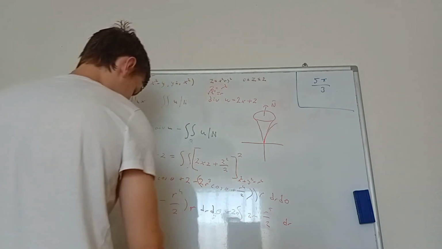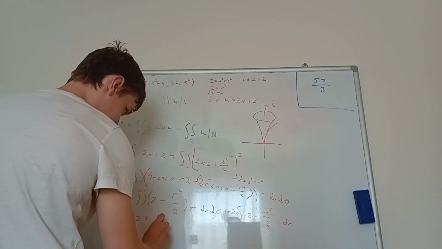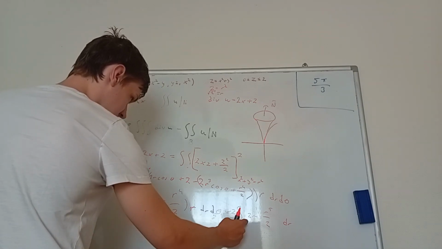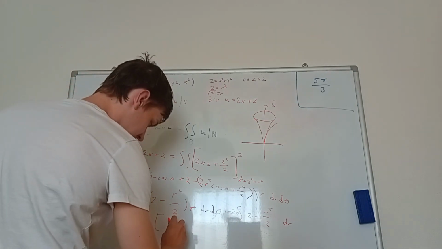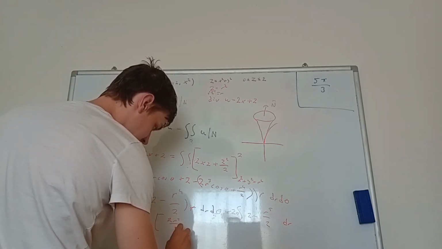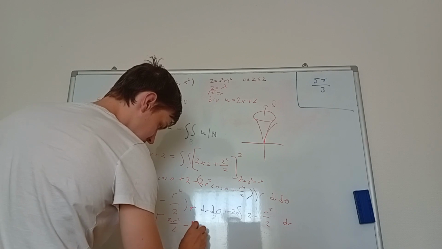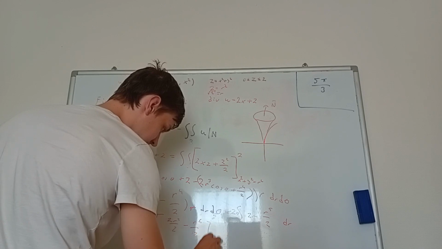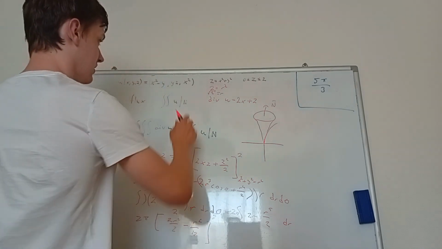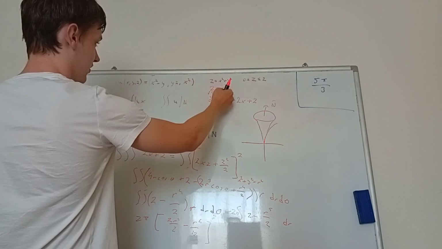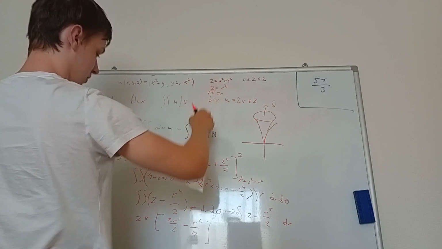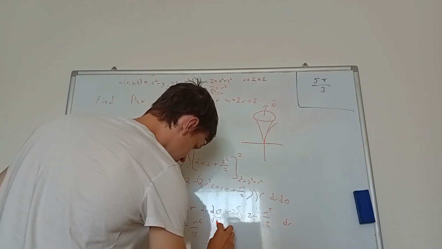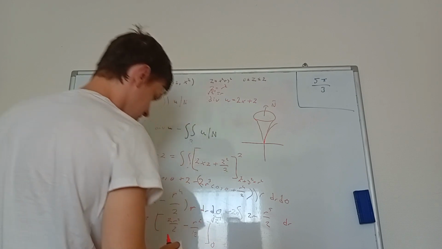So this integral with respect to r is 2 pi, and we have 2r with respect to r. The integral will be 2r squared over 2 minus r to the 6 over 12, and the borders for r we have here. So if 2 equals r squared, then the square root of 2 will be r. So we have square root of 2 and 0.